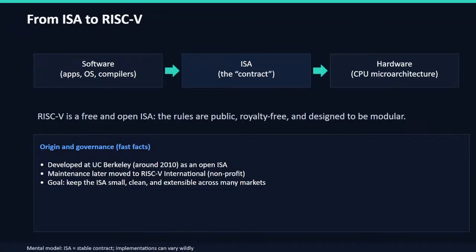RISC-V is a free and open ISA. That means that the rules are public, royalty-free, and designed to be extended. It started at UC Berkeley and later moved into industry governance to keep the specs stable and widely usable. So the mental model is the contract stays stable, but implementation can vary.